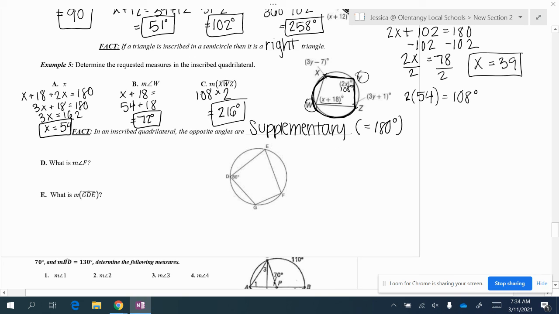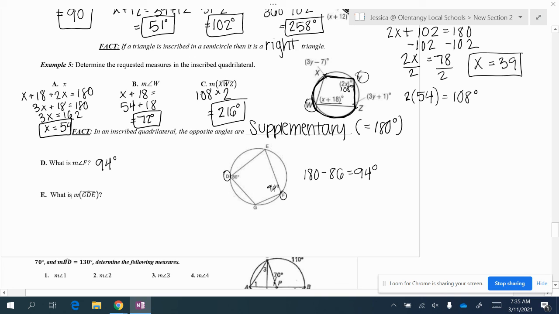All right, and then our last one, for D, what is the measure of angle F? If I know that angle D is 86, D and F are supplementary, so 180 minus 86 gives me 94. So this angle is 94 degrees.